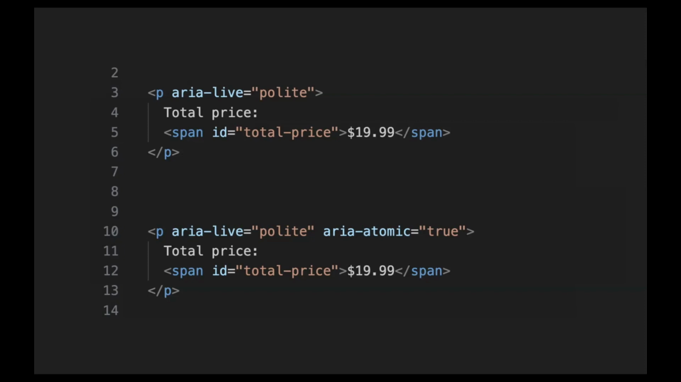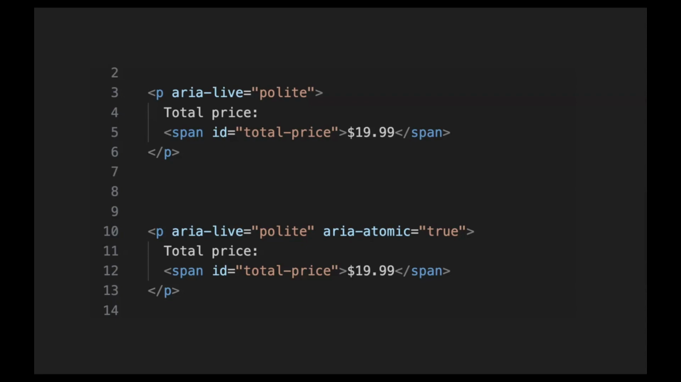So let's say this is a cart on a website that you're buying something. You added something to your cart and the total price is now $20 and now it's $40 and so on. In this case, the screen reader will only announce $19.99, $20, $40, $50. Now, if you have ARIA atomic true on this ARIA-live paragraph, they'll include everything within the ARIA-live parent. So we have total price $19.99, total price $30, total price $50. So it gives a little bit more context and information to the user so they can understand a little bit more of what's going on.